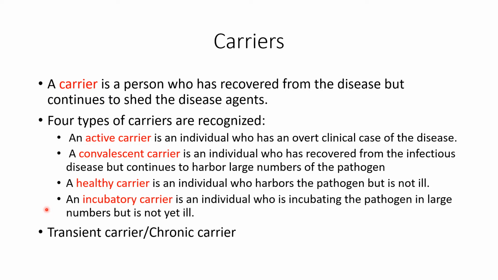Again, based on how long he will be shedding and transmitting the organism in the environment, we have two terms: transient carrier and chronic carrier. A transient carrier is a person who sheds the organism for a few weeks or 6 months, for a short period of time. Whereas a chronic carrier is a person who could shed the organism for years together. For 5 to 10 years, if a person keeps on shedding an organism, such a person is called a chronic carrier.